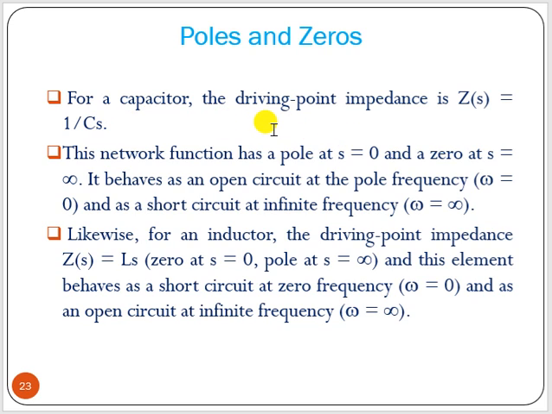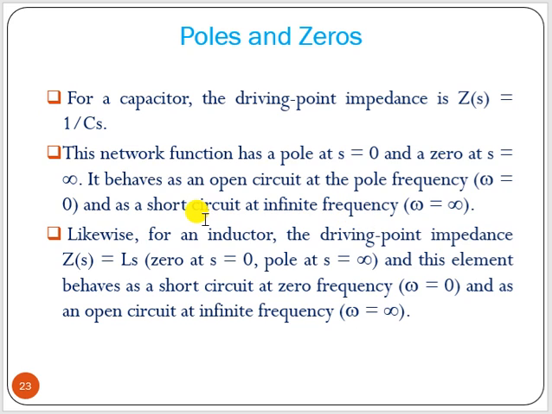That means what? At s equal to 0, what will happen to Z(s)? That becomes infinite. So at s equal to 0, which is nothing but omega equal to 0, it becomes infinite. And it has a zero at location infinity, right? So at omega equal to infinity, it becomes a short circuit.